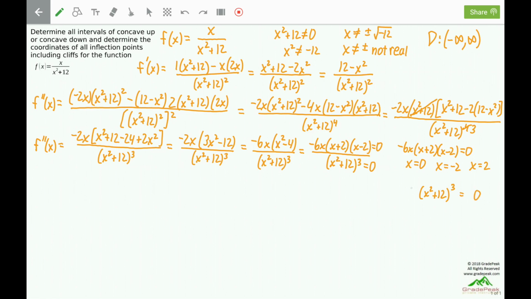We'll start by taking the cube root of both sides. The cube root and the cube power cancel each other out, and we have x squared plus 12 equals, the cube root of 0, which is 0. We can subtract 12 from both sides, so x squared equals a negative 12. We can take the square root of both sides, so x equals plus or minus the square root of negative 12, which is once again an even root of a negative number, which is not a real number.